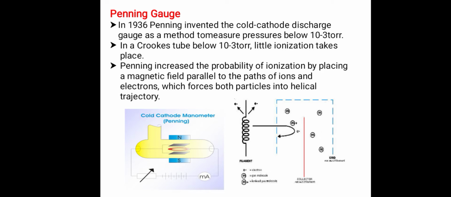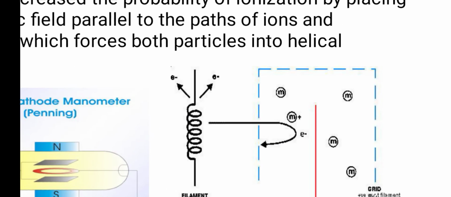In a Crookes tube below 10 to the power minus 3 torr, little ionization takes place. Penning increases the probability of ionization by placing a magnetic field parallel to the path of the ions and electrons, which forces both particles into a helical trajectory. As I explained before, here is a diagrammatic explanation.